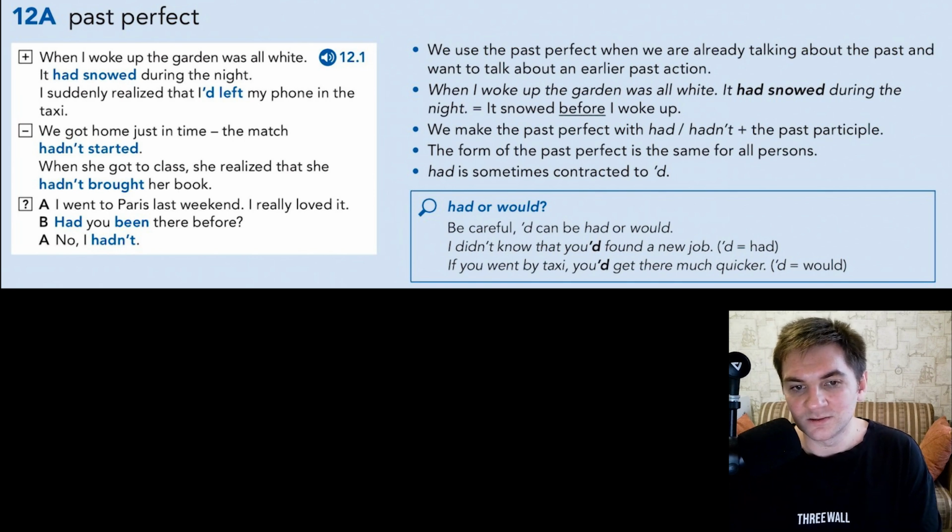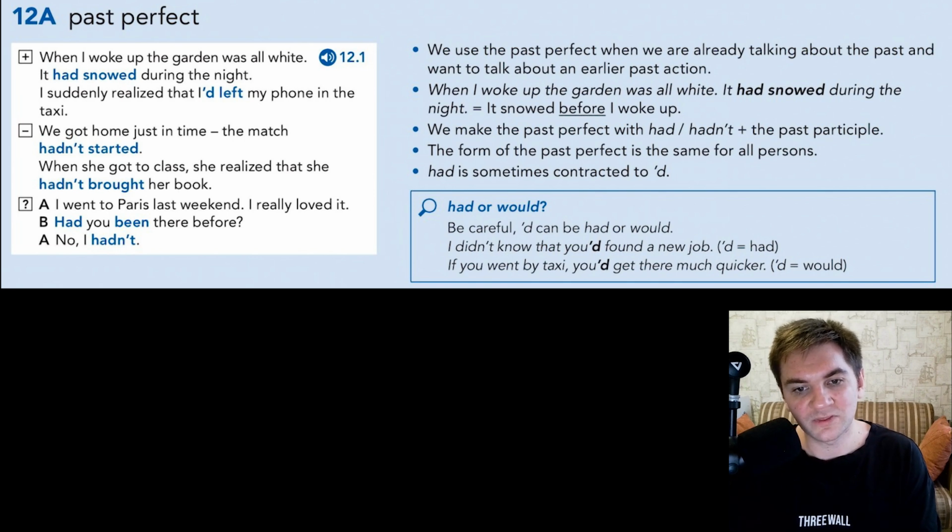Then we make the past perfect with had or hadn't plus the past participle. Next, the form of the past perfect is the same for all persons. It means I had, she had, we had, they had, and so on. You don't change it. And the last one, had, is sometimes contracted to apostrophe plus D, like I'd, he'd, she'd, and so on. Had or would. Be careful, apostrophe plus D can be had or would.